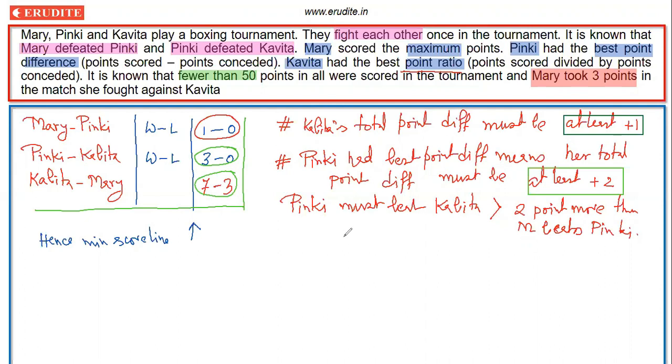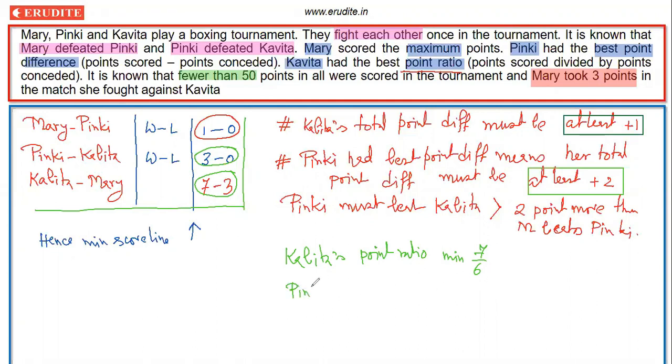We can see that Kavita's point ratio must be 7:6, because Kavita's point ratio is minimum, it should be 7:6. And basically Kavita's point ratio minimum, it needs to be 7 by 6 this way. And as Pinky's point ratio must be lesser than that by at least 2 point difference, Pinky must score at least 15 points.